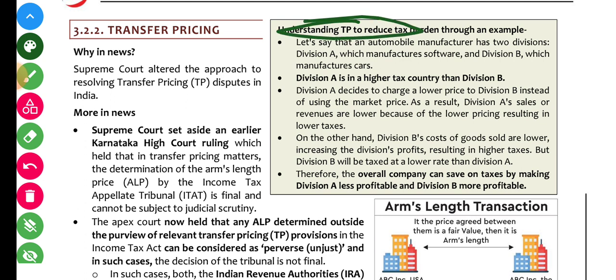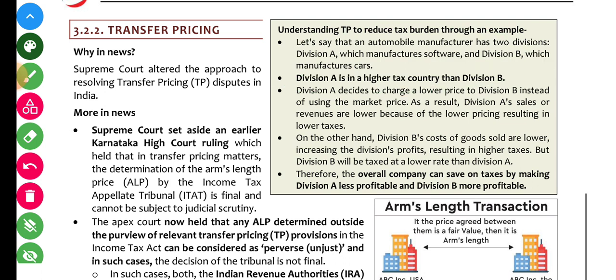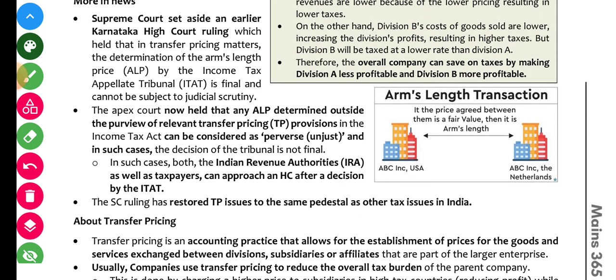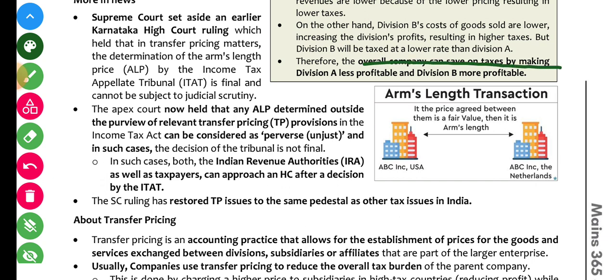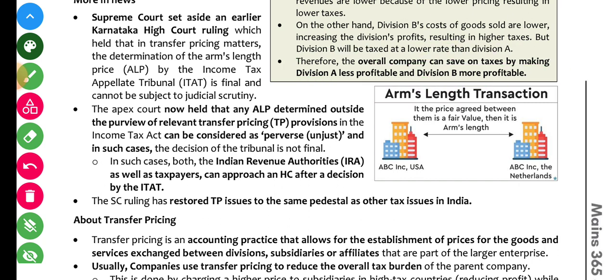What is transfer pricing? To reduce tax burden, through an example: say division A is in a higher tax country than division B. Division A manufactures software and division B manufactures cars. These companies can cooperate with each other for transfer of their equipment to each other. The overall company can save on taxes by making division A less profitable and division B more profitable. So these are the constraints between these two companies. Remember this.